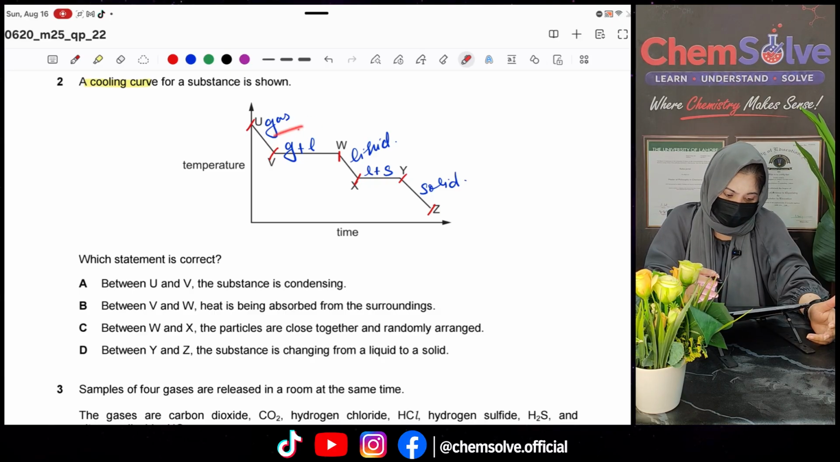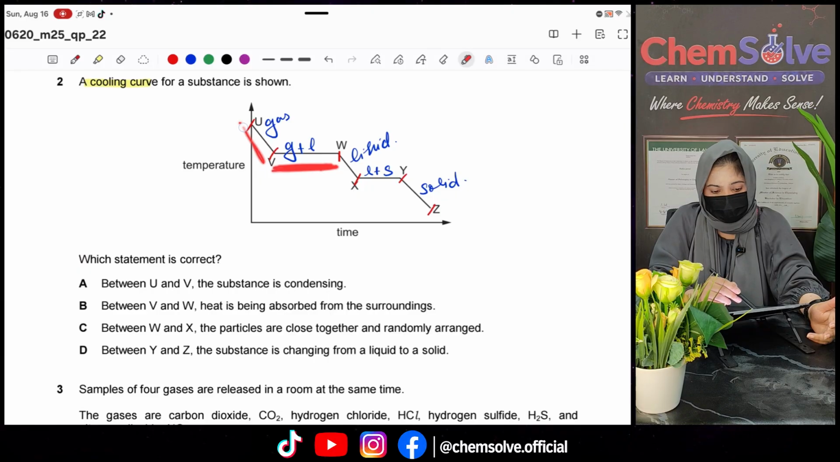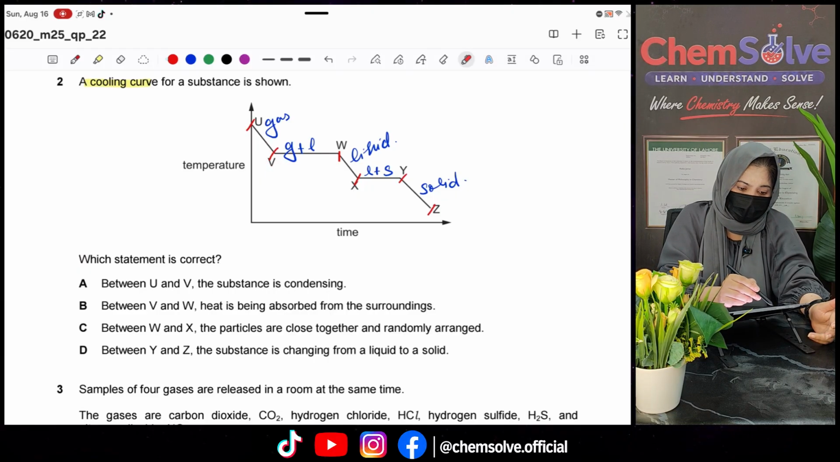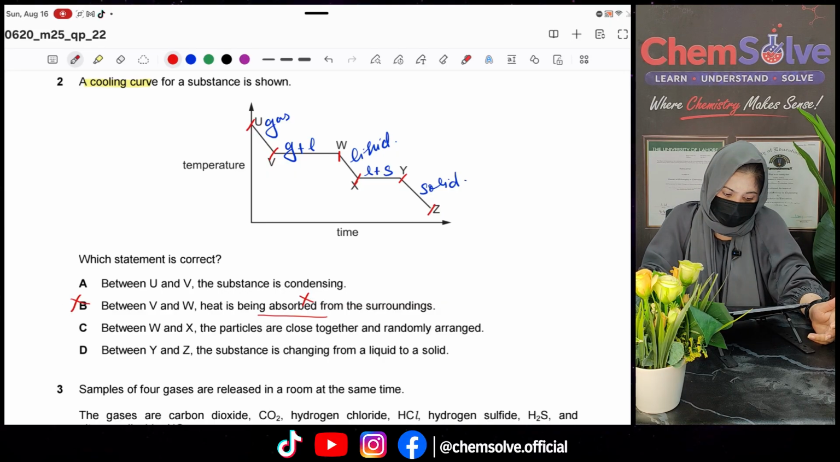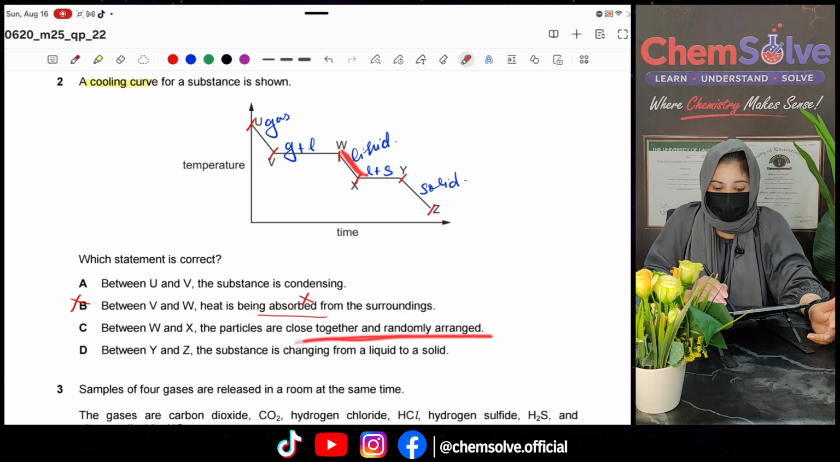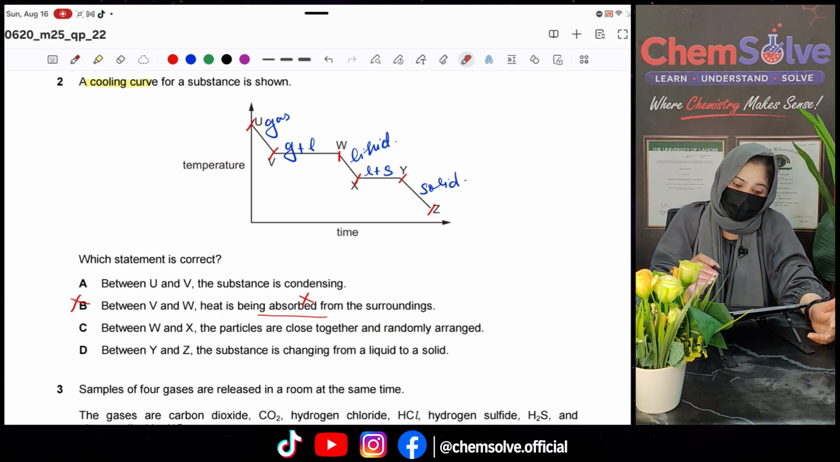But let's see the other options. Between V and W, heat is absorbed from the surroundings. Okay, so heat is absorbed. While it is a cooling curve, the heat is being released instead. It is not absorbed. It is 100% wrong. Between W and X, the particles are closer together and randomly arranged. It is more precise and it is more detailed basically.